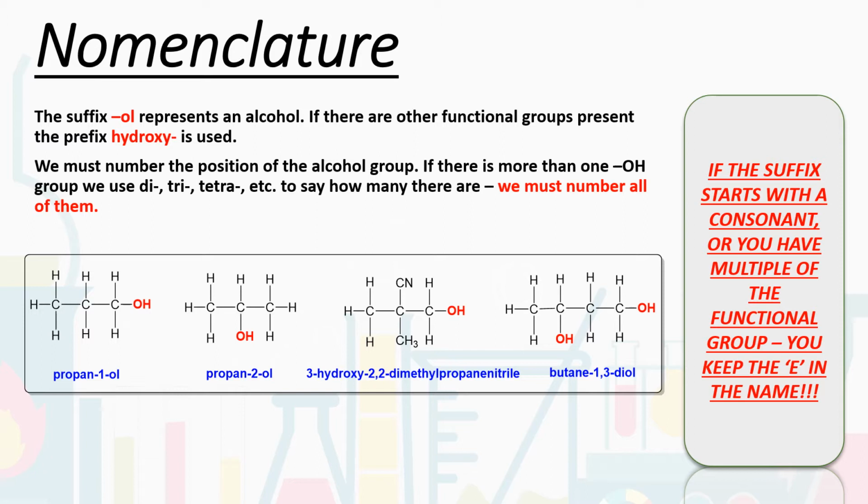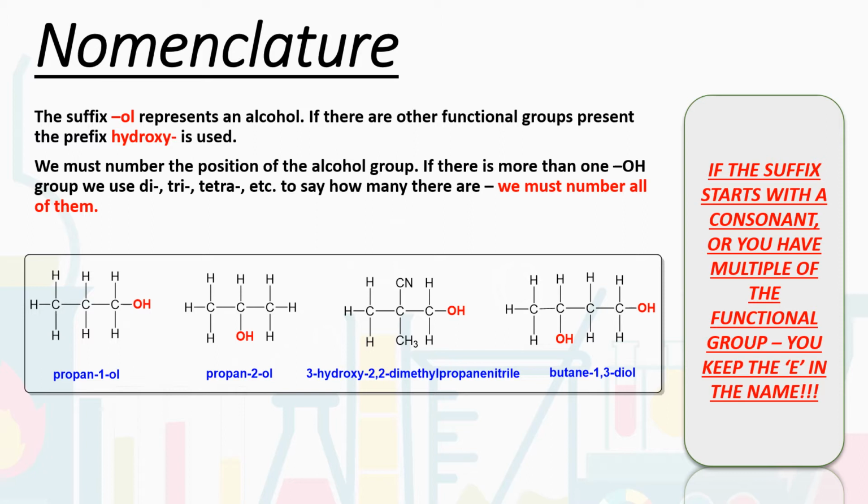And remember that we name in alphabetical order first rather than numerical, so the name of this is 3-hydroxy-2,2-dimethylpropanenitrile. Now for nitriles we do keep the E, so it's propanenitrile. Notice as well that when we number, we have to number every single thing, so it's not just 2-dimethyl but 2,2-dimethyl, because there are 2 methyl groups.